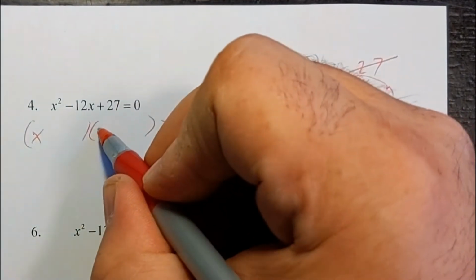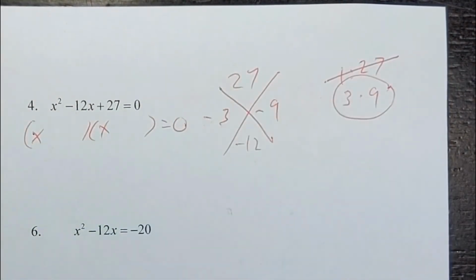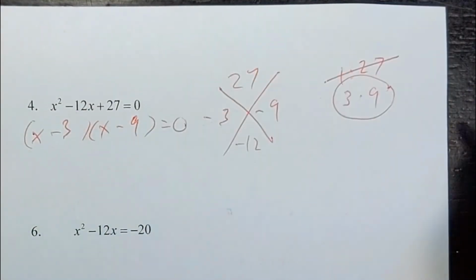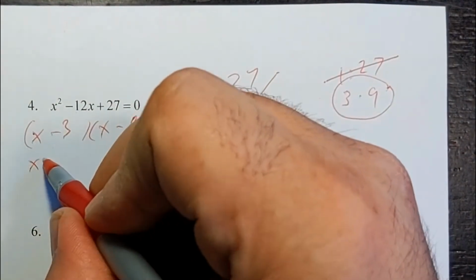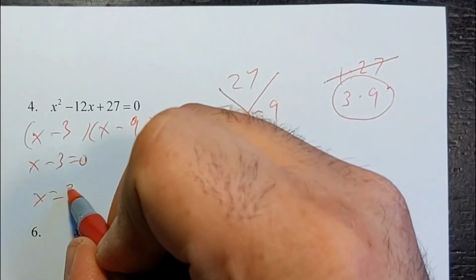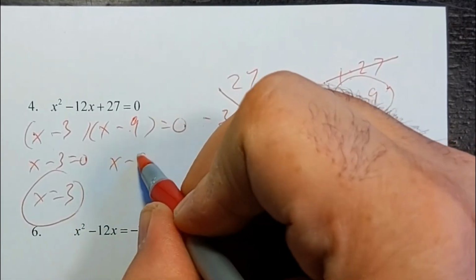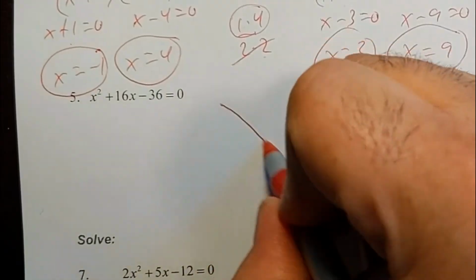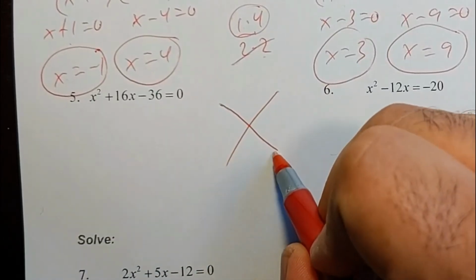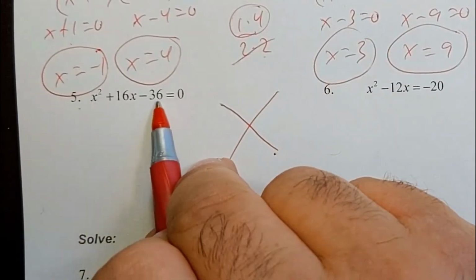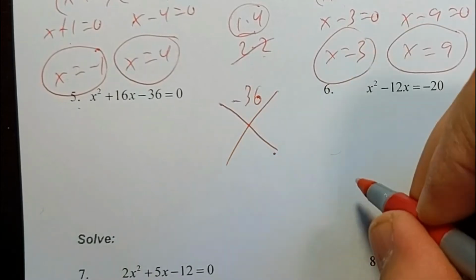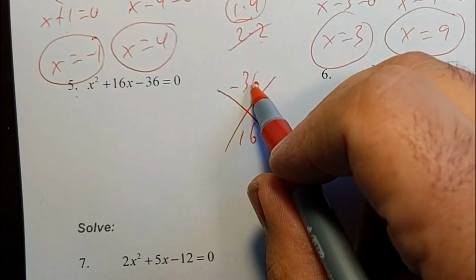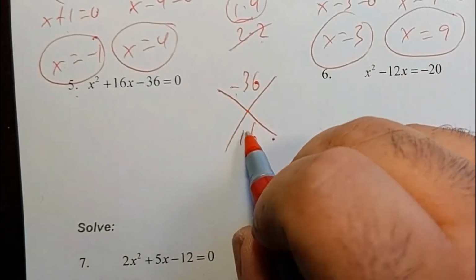The x squared, you can split into an x here and an x there. The minus 3 and the minus 9 are going to fill out the other terms. When you set this equal to 0, you get 3. When you set this equal to 0, you get 9. Next problem, same steps. You're going to use this to organize your information. The 1 times negative 36 fills out the top of this x. 16 fills out the bottom. You're looking for factors of 36 that subtract to give you a 16.